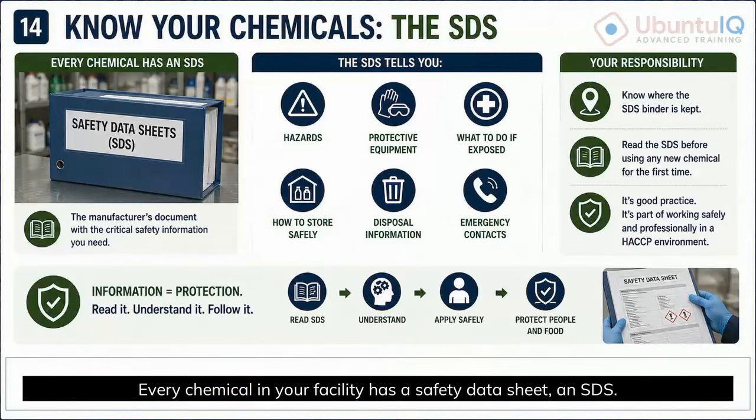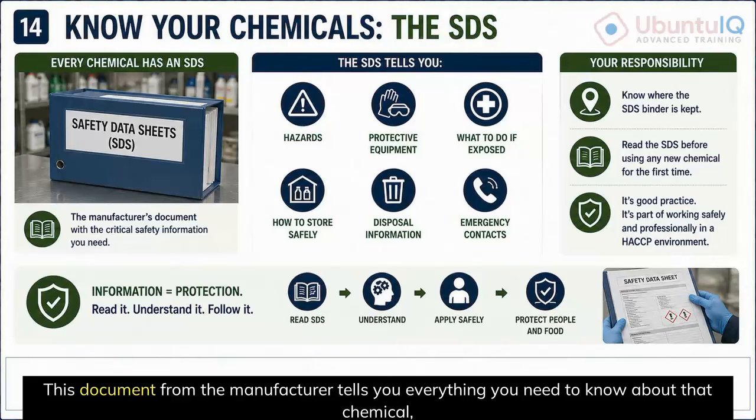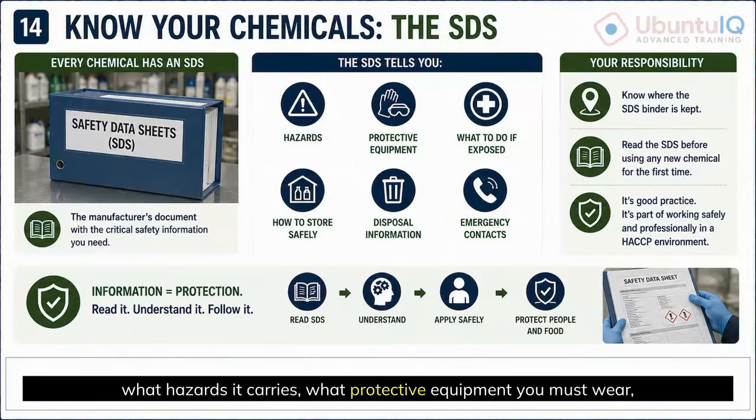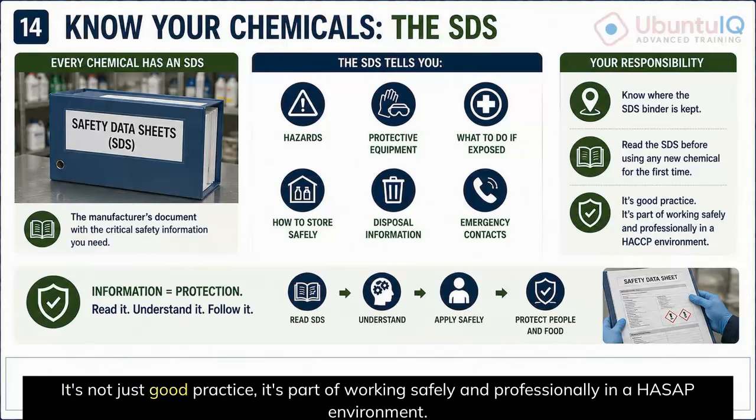Every chemical in your facility has a safety data sheet, an SDS. This document from the manufacturer tells you everything you need to know about that chemical: what hazards it carries, what protective equipment you must wear, what to do if you're exposed, and how to store it safely. You need to know where your SDS binder is kept. Before you use any new chemical for the first time, you should read its SDS. It's not just good practice, it's part of working safely and professionally in a HACCP environment.